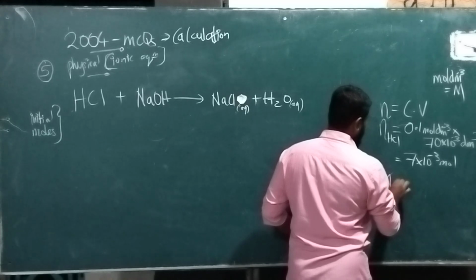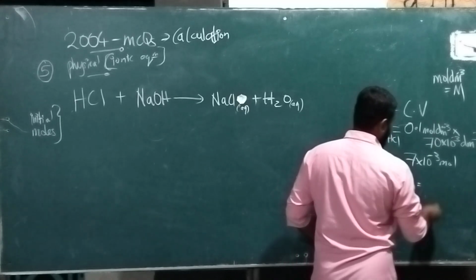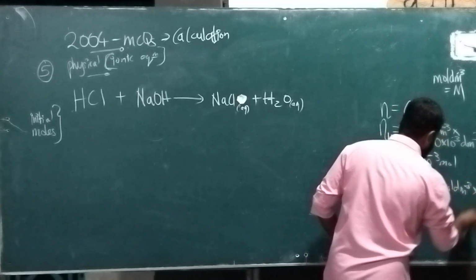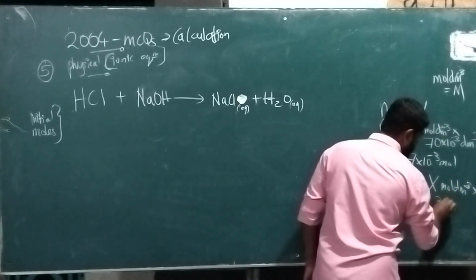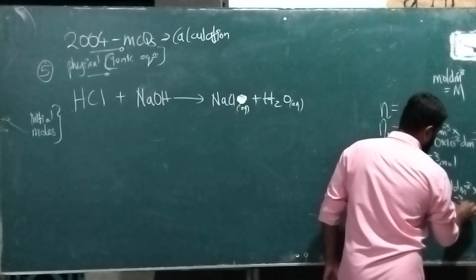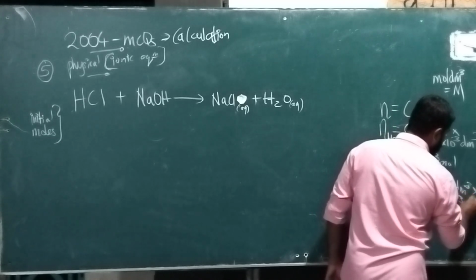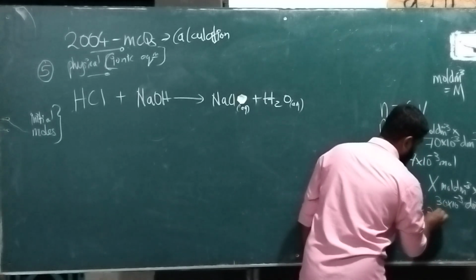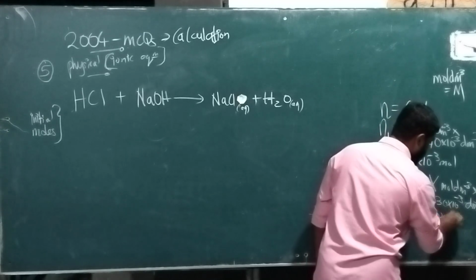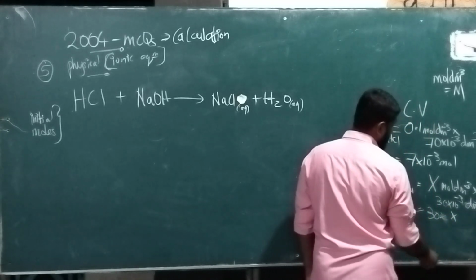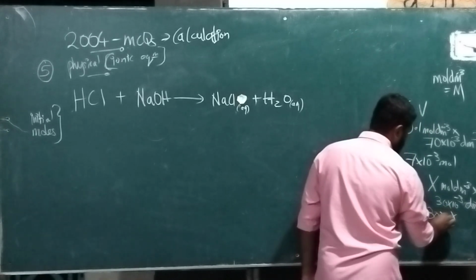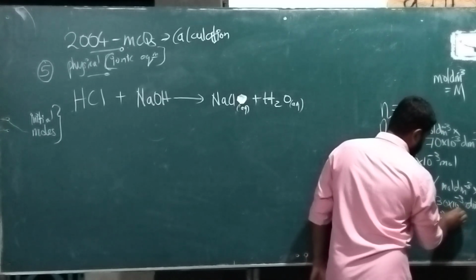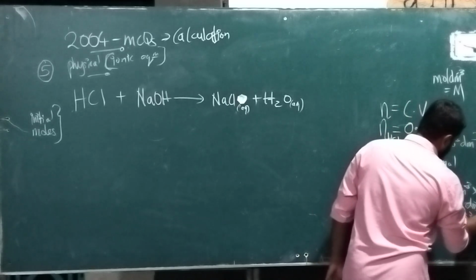In the case of NaOH, you have x mole dm^-3 into 30 into 10 to the power minus 3 dm^3. So the answer is going to be 30x into 10 to the power minus 3 moles. It's going to be capital X, but you guys get confused, so I'll use simple x here. Simple x, right? x into 10 to the power minus 3 moles.